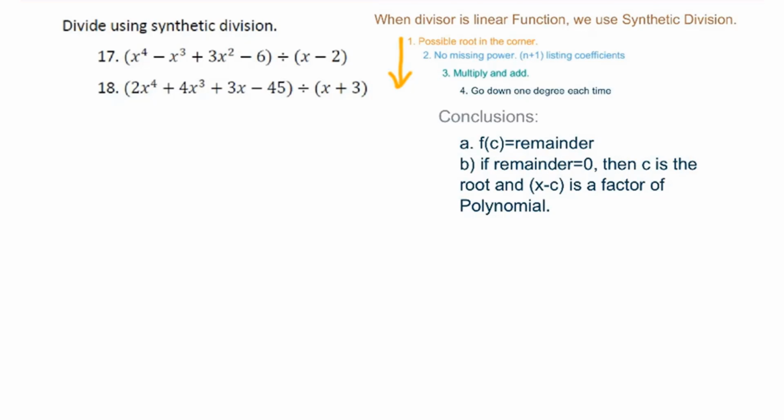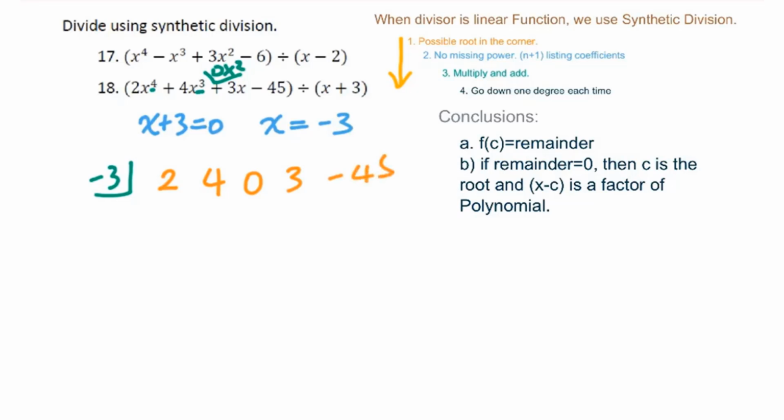Root in the corner. Therefore, we do x plus 3 equal to 0. X equals -3. Root in the corner. No missing power. We have x to the fourth, x cubed. We need an x squared, so 0x squared. Then x to the first power, then x to the 0 power. We are supposed to have 5 listing coefficients. So we got 2, 4, 0, 3, -45.